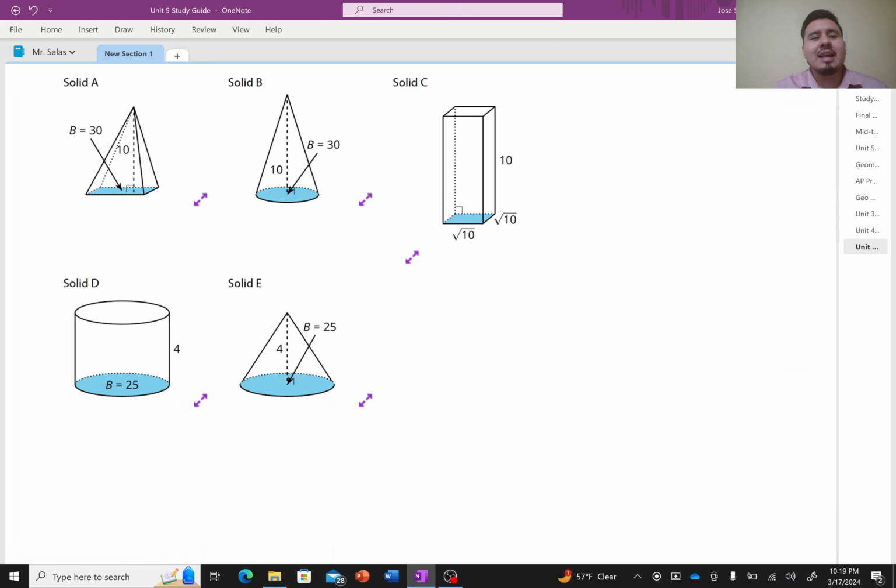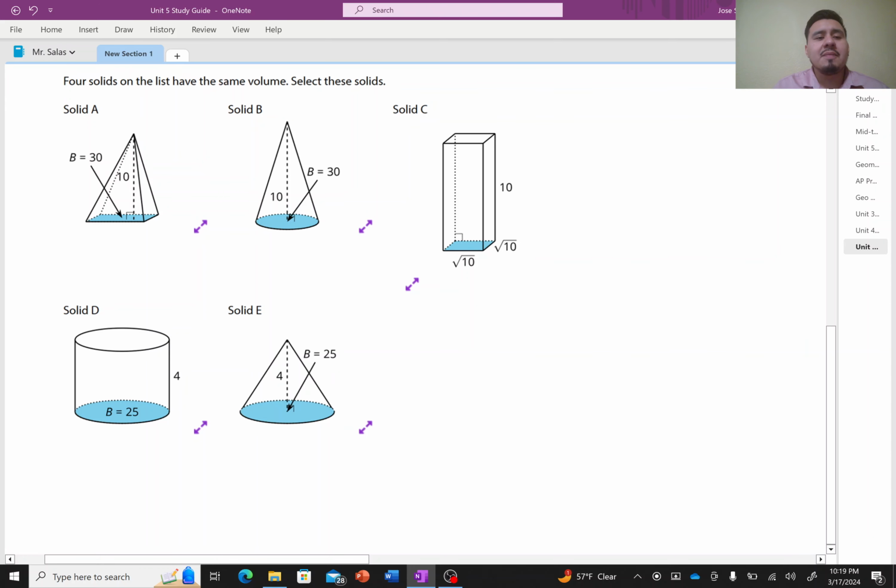Okay, we're going to be looking at these 5 solids, and it says 4 solids on this list have the same volume. Select these solids. So I've got to calculate the volume for all 5, or until I find 4 that have the same volume. So let's go for solid A.